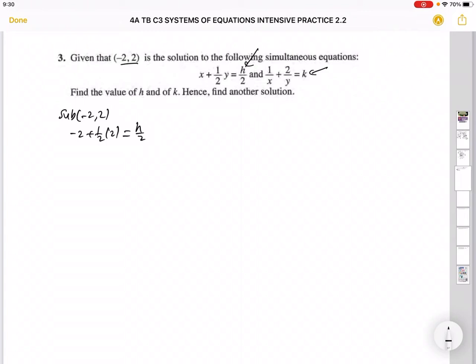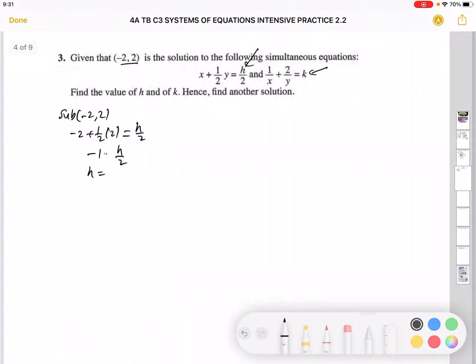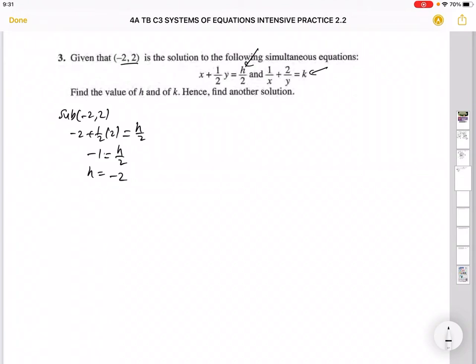Let's start off with the first equation and solve for h. So -2 plus 1 minus 1 plus h over 2. My h, sorry, this equals h over 2. My h is just -2. Now for the second equation, 1 over x is -2, y is 2, result is k. So it's negative half plus 1, k is just half.